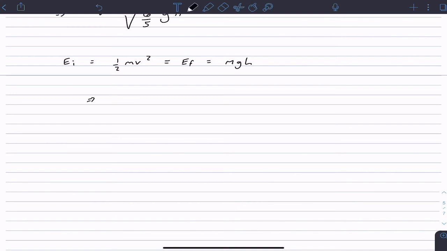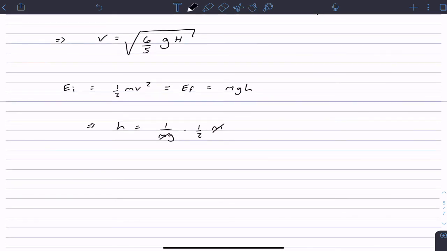So what this means is that h is equal to 1 over mg times 1/2 times m, so those cancel, times v squared, right? And v squared is 6/5 gH. So that means that g cancels, and this also cancels, that's 3/5. So now h is equal to 3/5 H. So that's the answer. That's how high this thing is going to go.